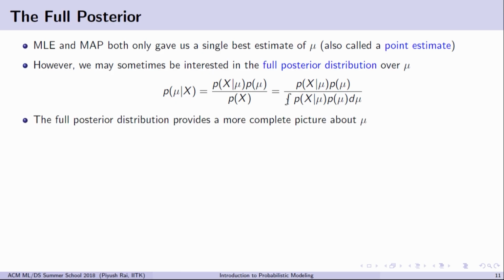As I said, if we can somehow get the full posterior distribution, it provides a more holistic view of what the parameter is that we have learned. Rather than just telling you this is the most likely value of the parameter, we can actually get the full distribution over the parameter.